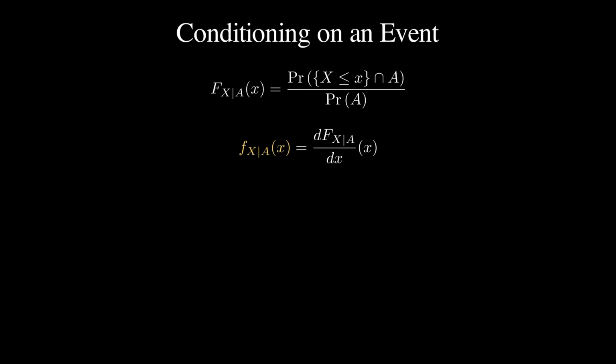Chapter 4's ratio has served every kind of conditioning so far, and it crosses into the continuous world untouched. Given an event A with positive probability, the conditional CDF of X is the probability that X is at most x, and A happens, over the probability of A. Differentiate, and the slope is a genuine density, the conditional PDF of X given A. Nothing new is postulated here. The ratio we trust meets the CDF we trust.